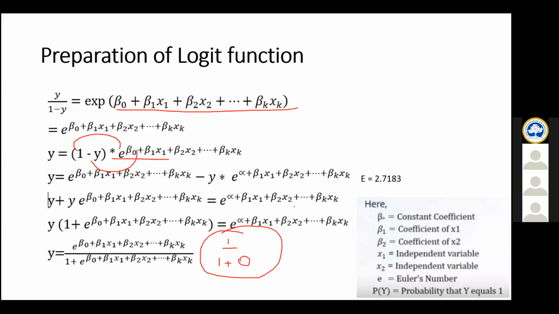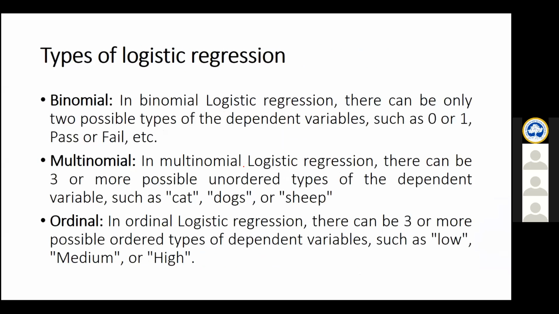Here beta naught is a constant coefficient, and beta 1, beta 2, beta 3, whatever it may be, are all coefficients of x1, x2, xn. And Euler's number is 2.7. Then P of y is the probability. Already I told you, these are all probabilistic models. These are not deterministic models. So here I can get the categorical output of this.